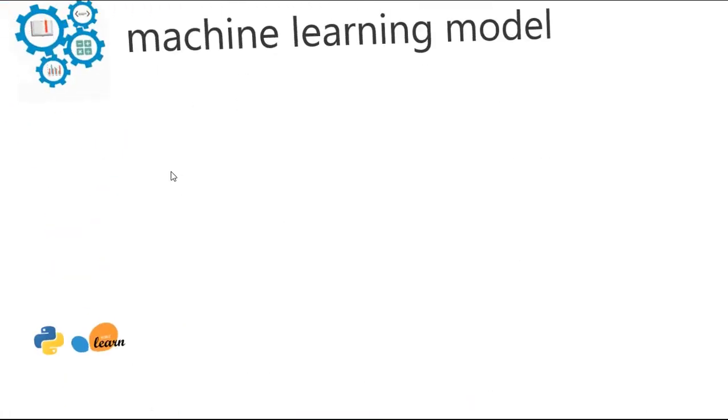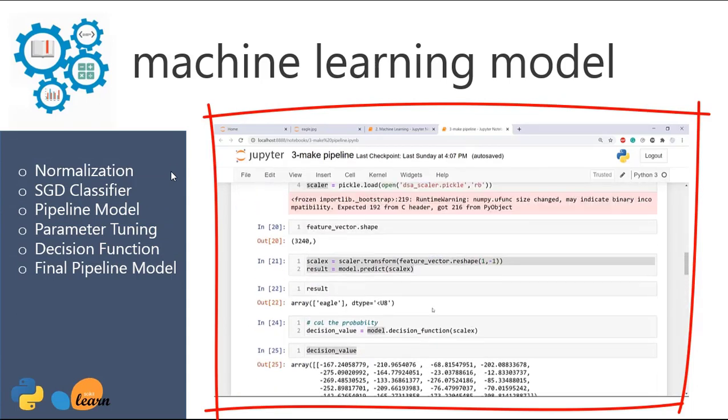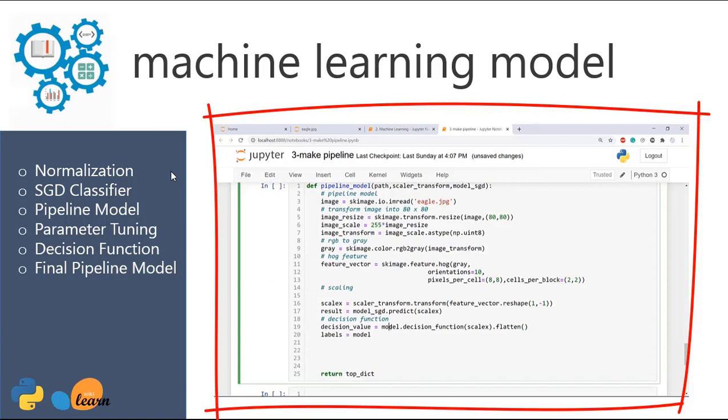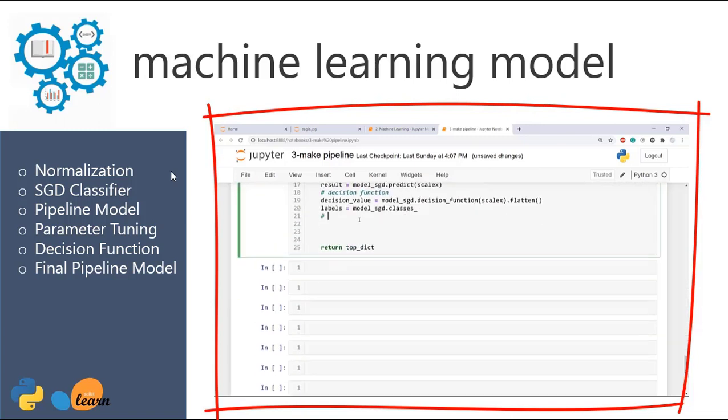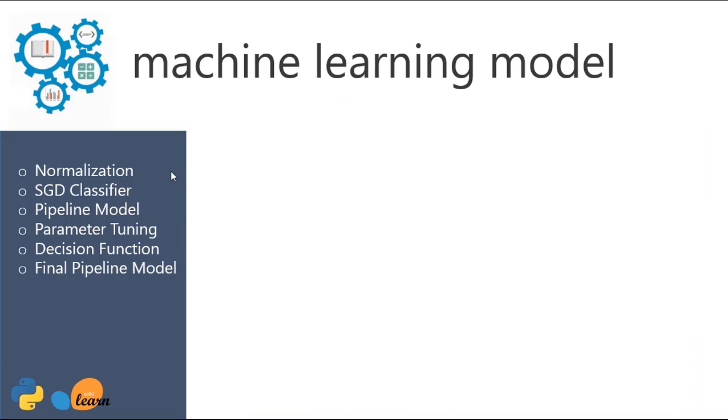After data pre-processing, we will send the data to the machine learning model. We will teach you how to develop and select the machine learning model and tune it for the best results. Then we will do the pipelining of our model for production.